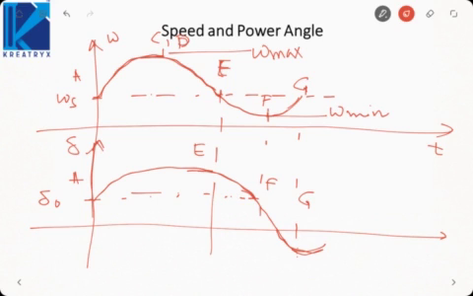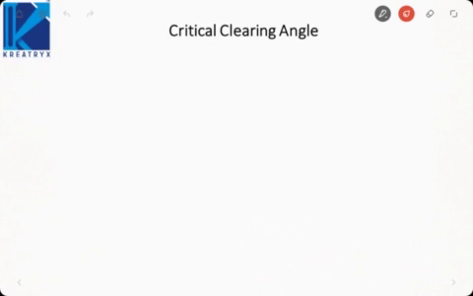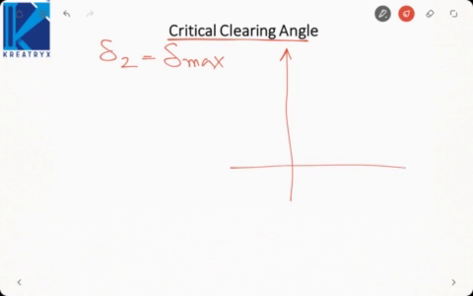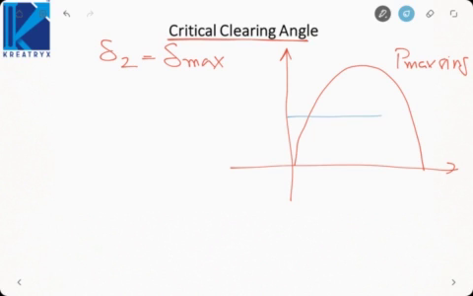So now let us apply the equal area criteria to determine the stability criteria for this system. Now, as I told you, the critical case will be when the final value of delta is equal to delta max. How? First let me show you the general case of equal area criteria. This is my power angle curve, P max sine delta, and this is my PS naught. This is my initial operating angle delta naught.